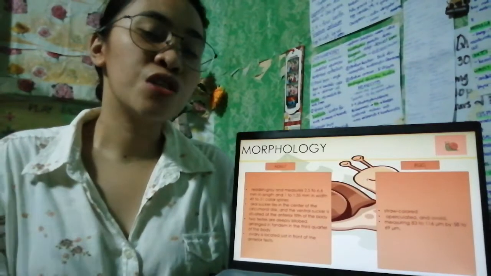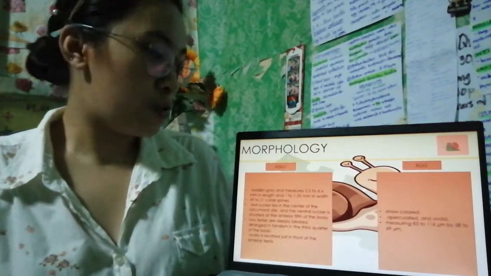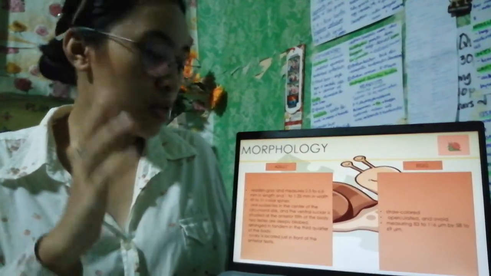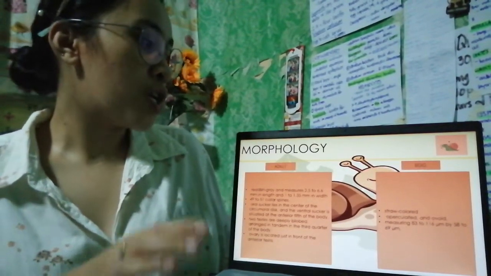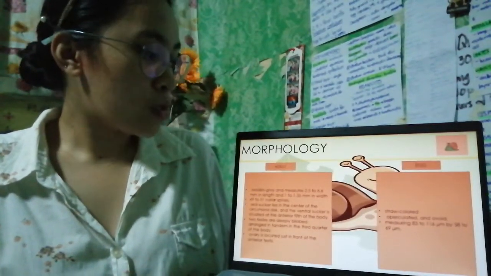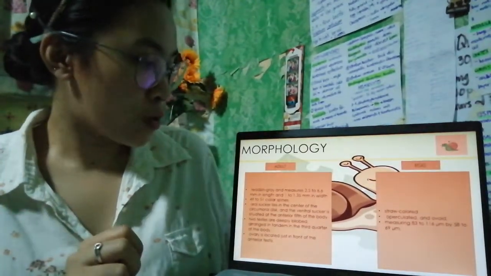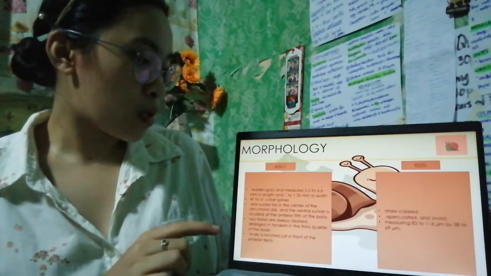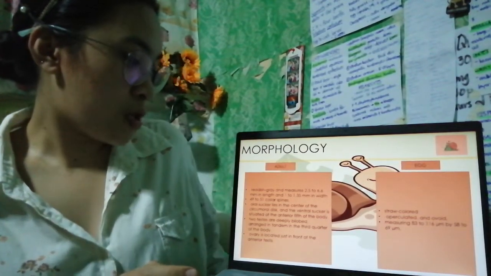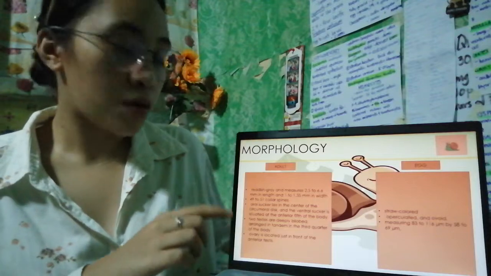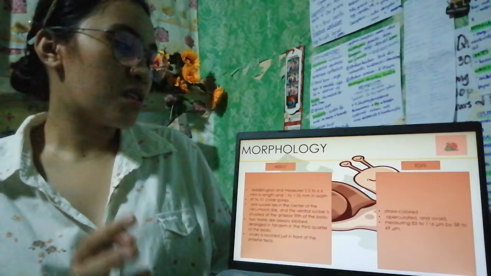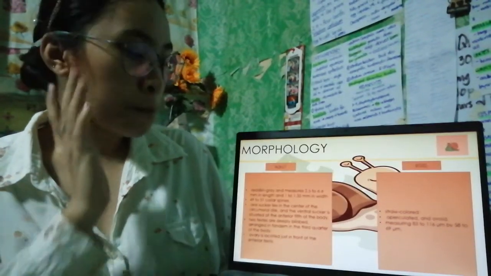So, the morphology of Echinostoma ilocanum. The adult is reddish gray in color, and measures 2.5 to 6.6 millimeters in length and 1 to 1.35 millimeters in width. It has 49 to 51 collar spines. The oral sucker lies in the center of the circumoral disc, and the ventral sucker is situated at the anterior fifth of the body.